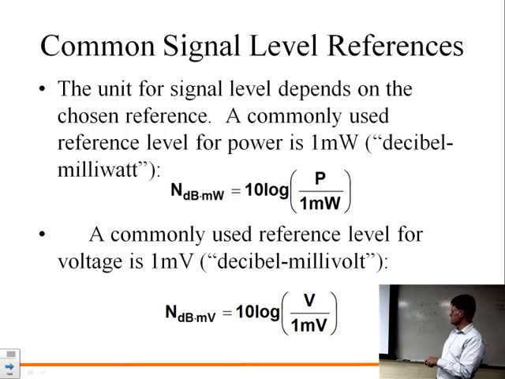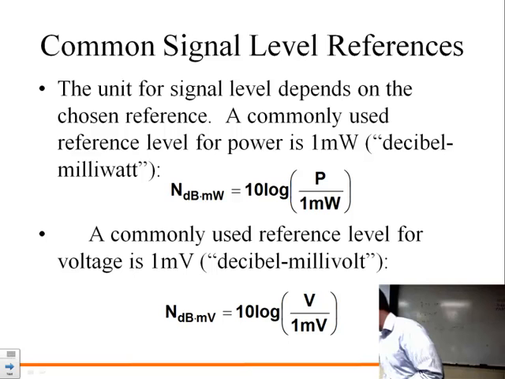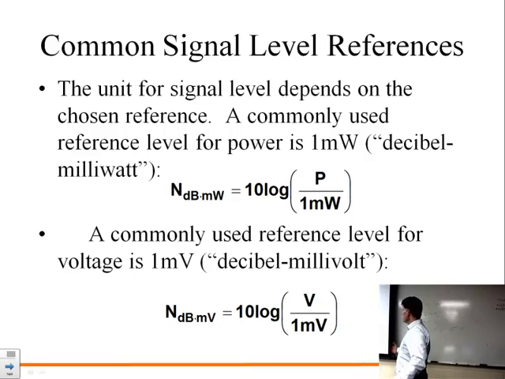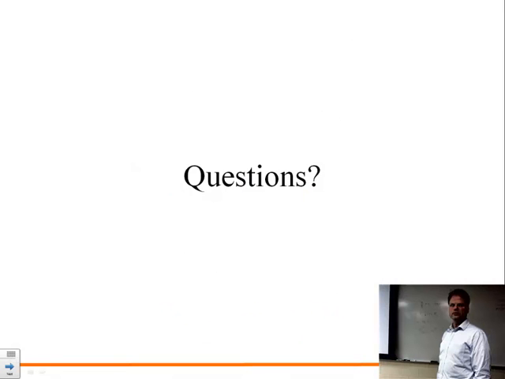And a commonly used reference level for voltage is 1 millivolt. So the decibel level in millivolts is whatever the voltage is divided by 1 millivolt. This gives you the voltage level. And if you take the difference of these, that'll give you the voltage decibel difference. To get the difference in power levels, converting from voltages, you would double that, because here you're multiplying by 10 versus 20.